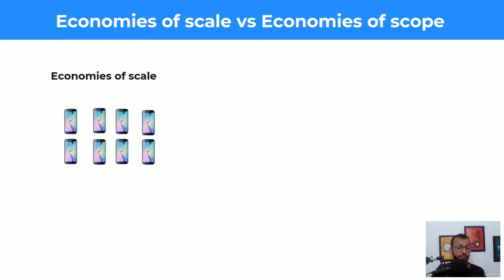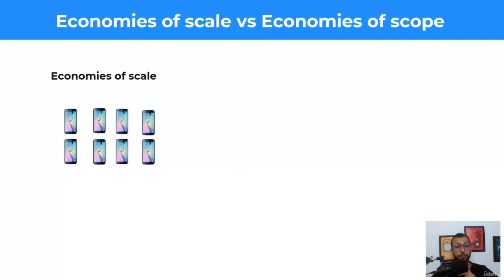Now, let's say instead of manufacturing 1 million or 2 million devices, you end up manufacturing 10, 20, or even 50 million devices. If you manufacture more and more of one single product, the marginal cost of that specific product will go down. And that's the concept of economy of scale.